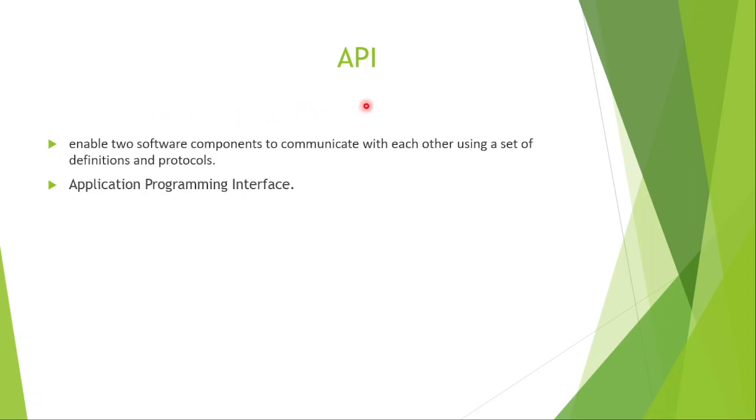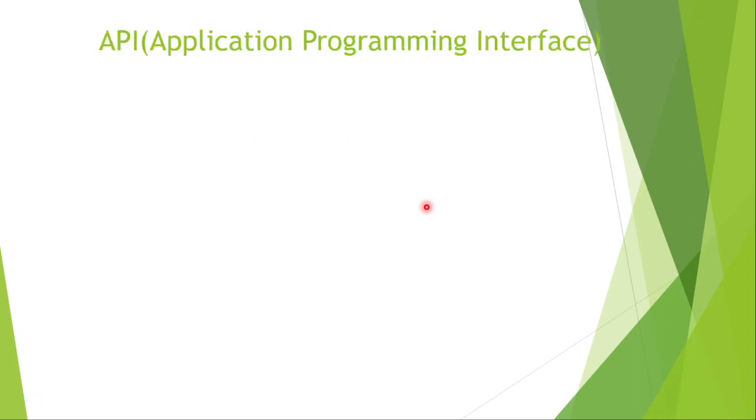And there should be some protocol, that is HTTP or HTTPS. If it is sent over the web, then it is HTTPS. So if there are two software, software A and software B, and they are exchanging their information, then it is called the API. Now let's take a real life example.